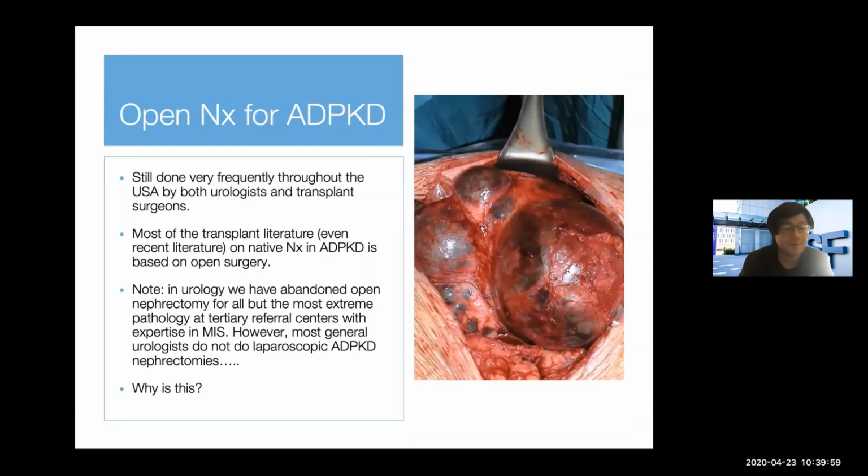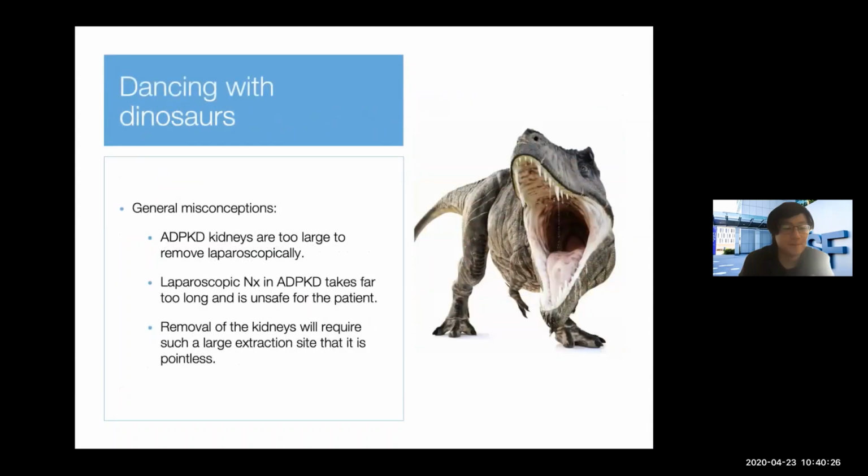And really most of the transplant literature, even the recent literature on native nephrectomies and polycystic kidney disease, is based on open surgery. It's interesting, in urology, we've abandoned open surgery for kidneys for all but the most extreme pathology at tertiary referral centers with expertise in MIS. But most general urologists still don't do laparoscopic kidney surgery for polycystic kidney disease. Why is that? Well, there's, I think, a perception that this is a bit like dancing with a dangerous dinosaur, in the sense that these are kidneys that are just too large to remove laparoscopically. It's understandable why that might be believed.